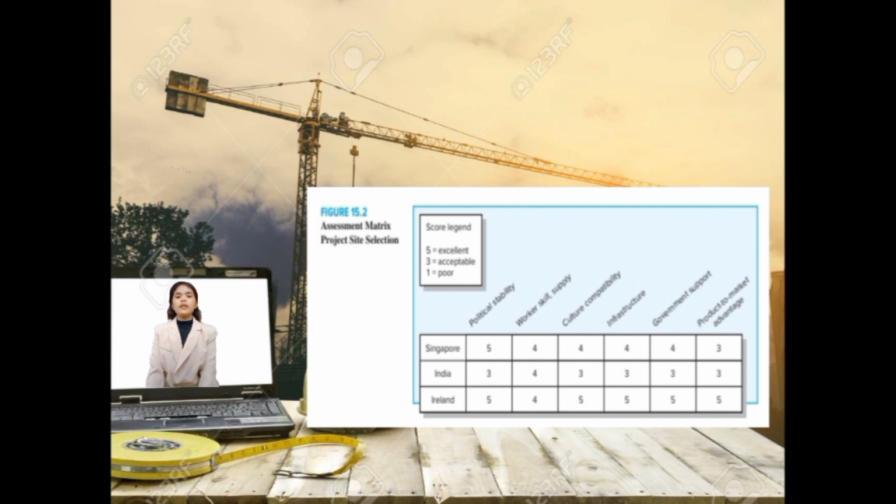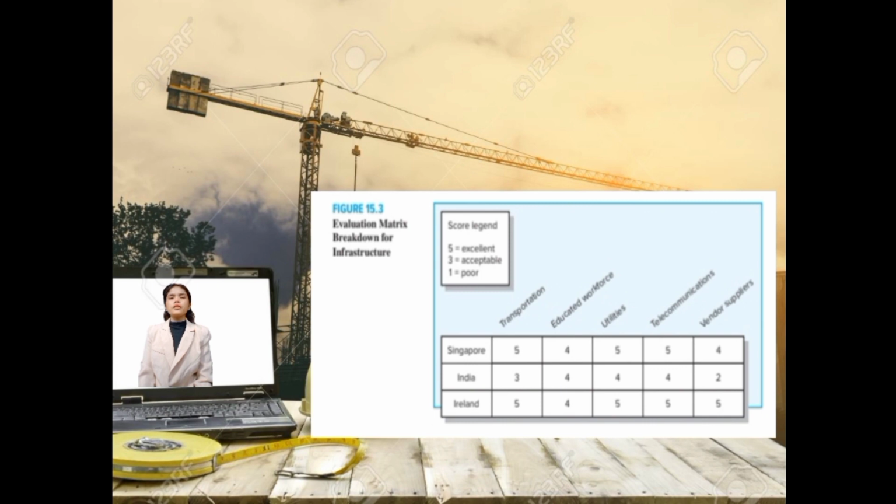Figure 15.2 presents a truncated matrix for project site selection for the construction of a factory in Singapore, India, and Ireland. In this example, political stability, worker skill and supply, cultural compatibility, infrastructure, government support, and product-to-market advantage were the major assessment factors. In this project, Ireland was the choice. Clearly, Singapore and Ireland were very close in terms of infrastructure and several other factors.